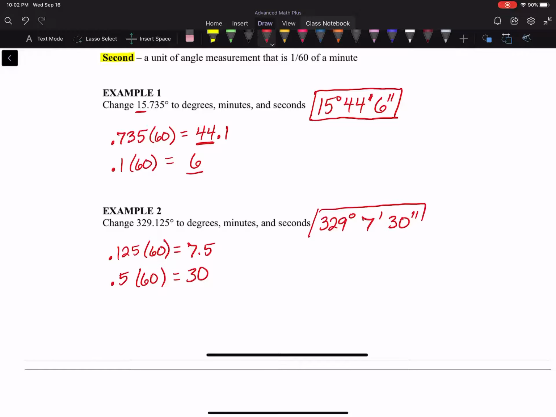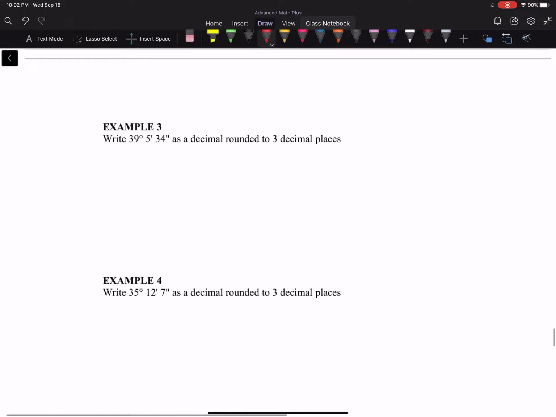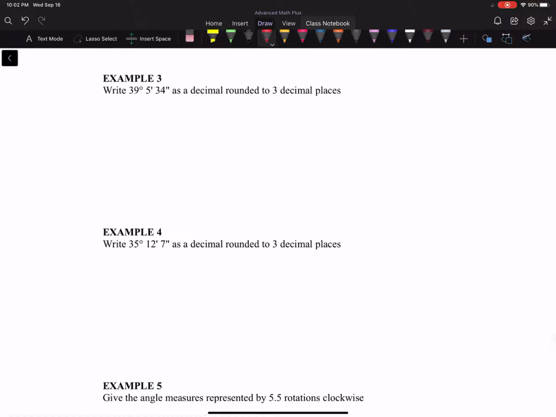329 degrees, 7 minutes, 30 seconds. That's all there is to that. The next 2 examples will be going the other direction. We will be going from degrees, minutes, seconds, and writing it as a decimal, and it says round to 3 decimal places. So same type thing here.